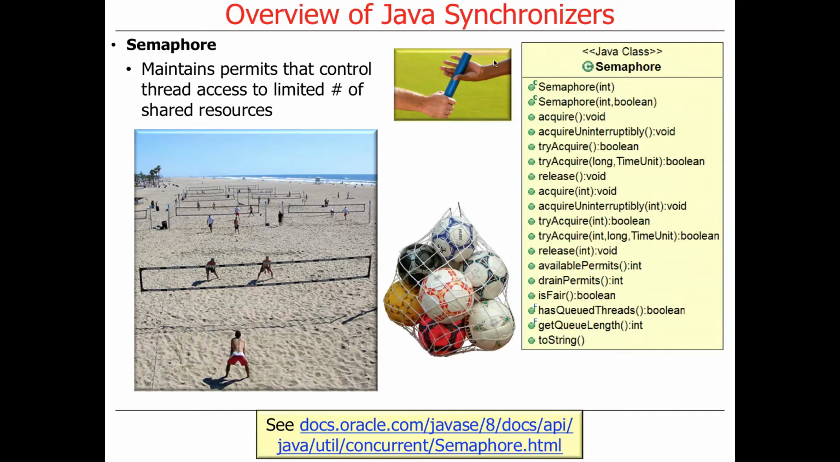All right, next one, and we're going to come back and spend a lot of time on this, hopefully today, is the semaphore. This maintains permits, or a count of permits, that control thread access to a limited number of shared resources. And the metaphor I always love to use, and one of these days I'll try to find a way to work it into a programming assignment, is beach volleyball.